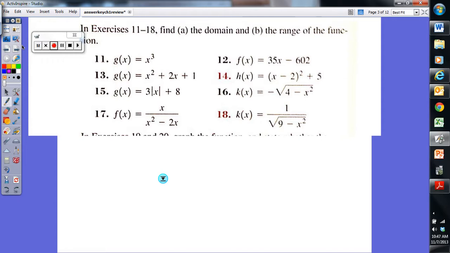Now, for the domains of all of these, I'm simply looking for a fraction or a radical. Since 11, 12, 13, and 14 do not have fractions or radicals, I know the domain is all real numbers. For 15, absolute value is the same thing. It's still all real numbers. 16 through 18, we're going to look at the graphs and make sure we all know how to do it from a graph.